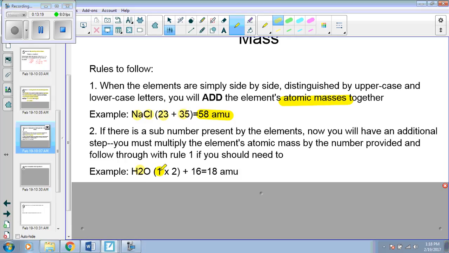now is take the atomic mass of hydrogen, which is 1, and multiply it by how many atoms of that element we have. And remember, it's distinguished by another uppercase letter, so I now have 2 H's, and if there's nothing there behind the O, I know it's only going to be 1, so I can just safely add 16. So now I take 1 times 2 and add it to the 16, and I get 18 AMU.